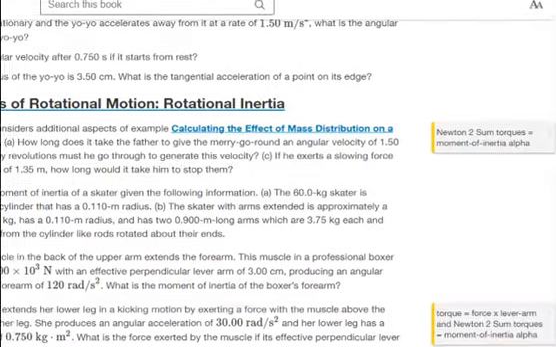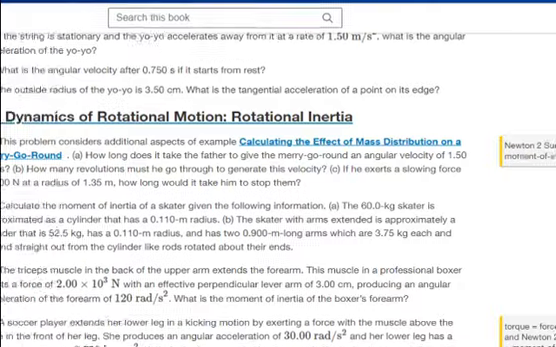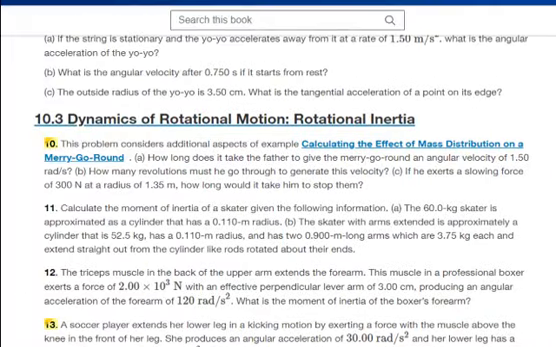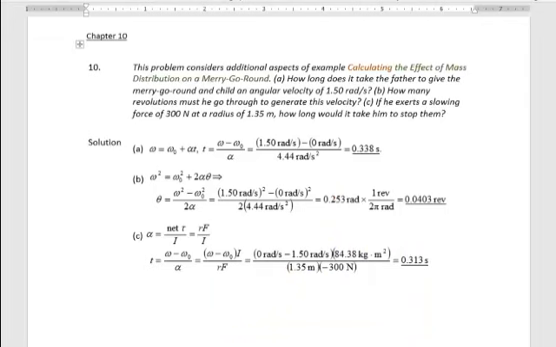I think that was off the screen. There it is, actually. Newton's second law: the sum of torques equals moment of inertia times angular acceleration. So, all right. We're only going to do part A, and then we can look at part B as well. So I'm going to go over to, there we go.